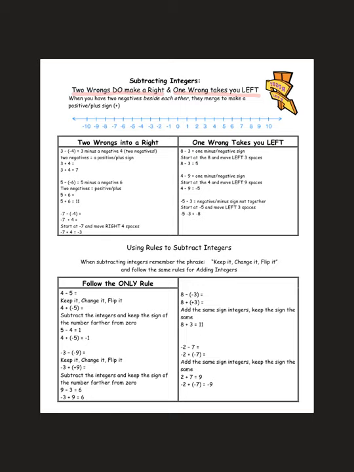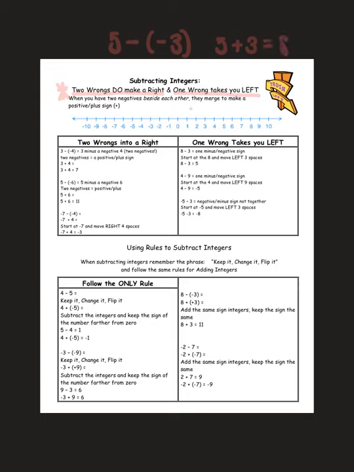When you have 2 negatives beside each other, they're always going to merge and make a positive sign. So what I mean by that is if you had something like 5 minus -3. These 2 negatives, because they are side by side, this is what it's talking about on 2 wrongs do make a right. So you would rewrite this as 5 plus 3. From there, you simply add those, 5 plus 3, which we know is 8.